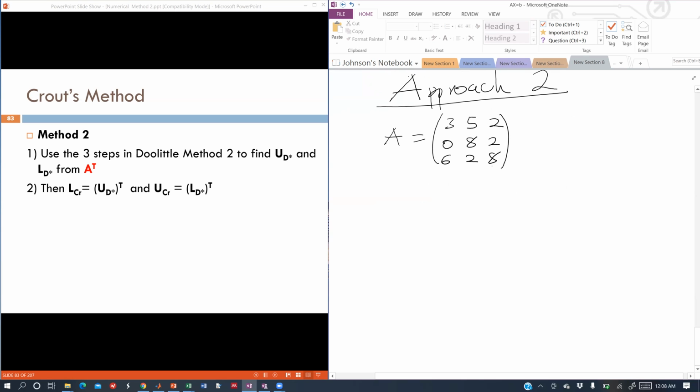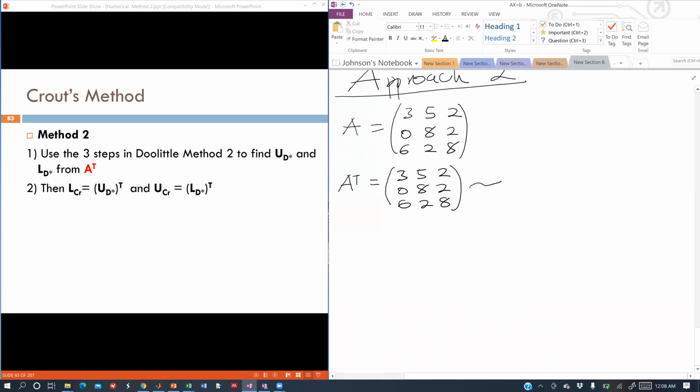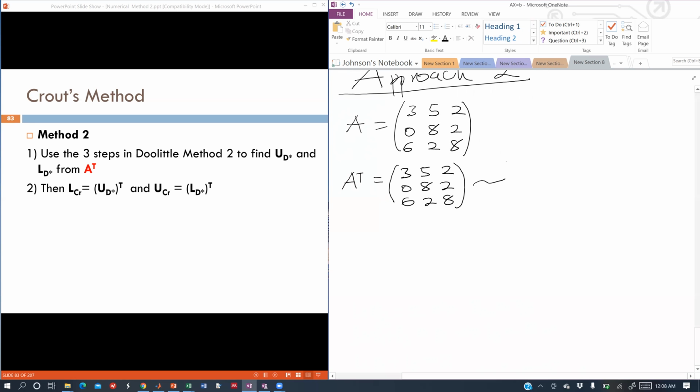This is our matrix A. So we form A transpose out of this matrix and get it as 3, 5, 2, 0, 8, 2, 6, 2, 8. This is our transpose matrix. So as we did with the Gaussian elimination, this is equivalent to keeping your pivot row. The pivot row is row 1, which is 3, 5, 2. Then we eliminate the entry below the 3.